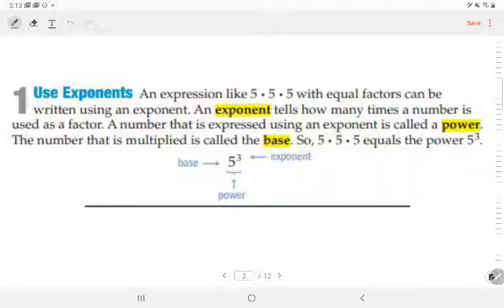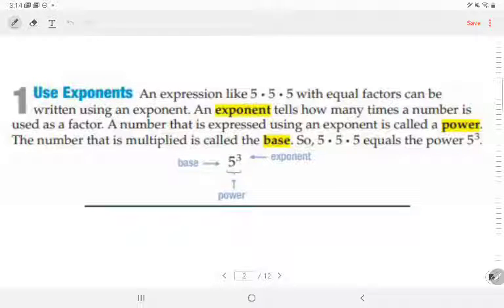An expression like 5 times 5 times 5 with equal factors can be written using an exponent. An exponent tells how many times a number is used as a factor. A number that is expressed using an exponent is called a power. The number that is multiplied is called the base. So 5 times 5 times 5 equals the power 5 with an exponent of 3.